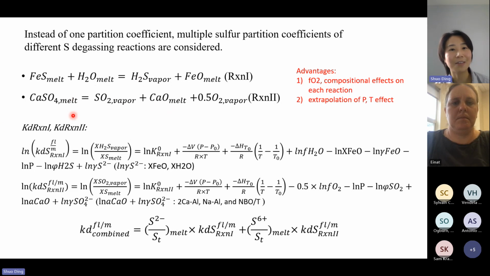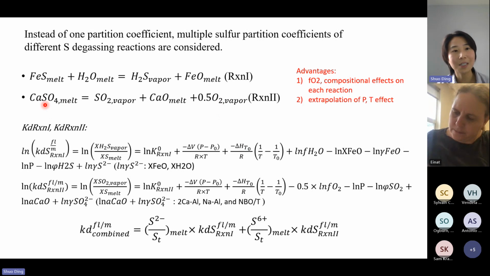You can see that for reaction 1, water is definitely a player. It matters. And because we are talking about iron sulfide, that's the common cation sulfide will combine with, so iron definitely has a huge effect. If we're looking at reaction 2, then water doesn't matter anymore, but oxygen fugacity matters here, because we are dealing with sulfate, which is S6+ in the melt, degassing to SO2, which is S4+. It's a redox reaction, and that's why oxygen fugacity also matters.